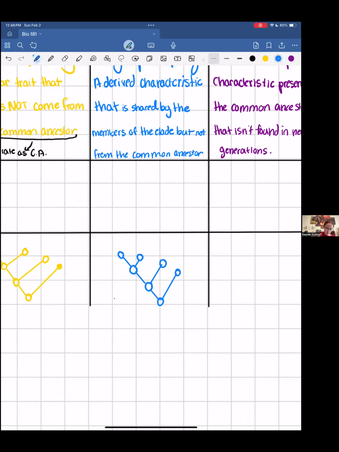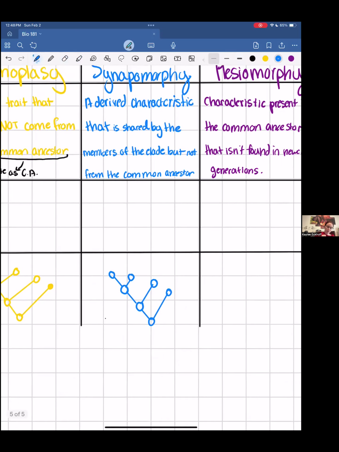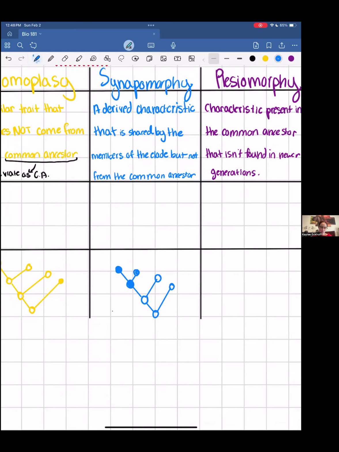So for this one, since it's derived, it means somebody eventually evolves it, and then they continue to carry it on. Say this guy right here evolves it, these guys will have it. Oh, I forgot, it deletes my circles. But that guy has it. So these three have it, and that way it's synapomorphy, because it continues and it's connected in the clade.